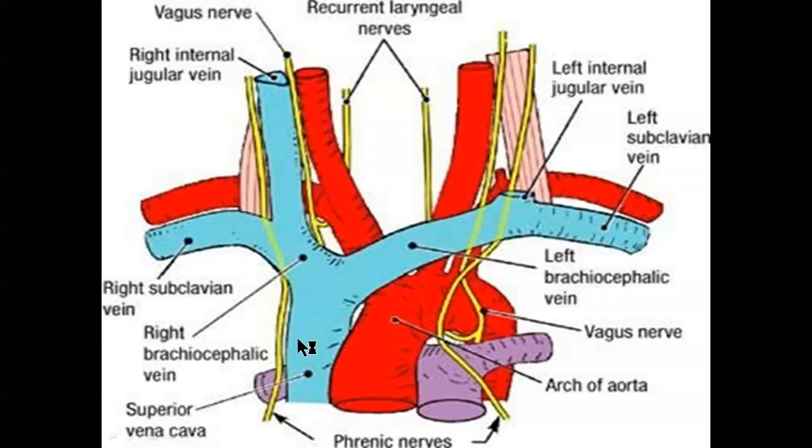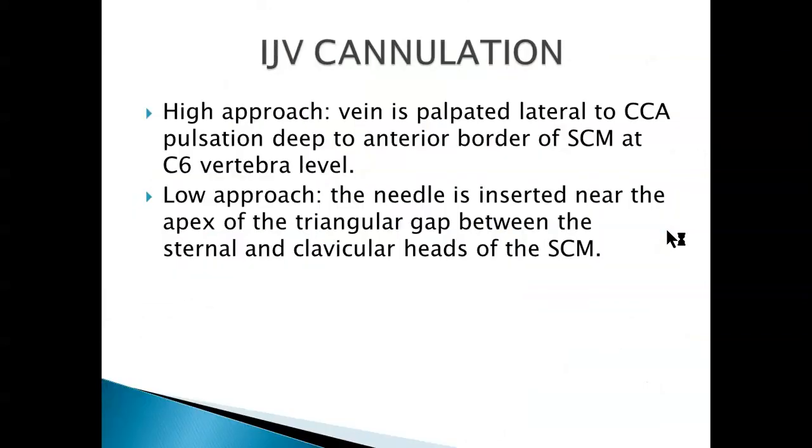Here we can see your recurrent laryngeal nerves, sorry, part of your vagus nerve. On the right side, it comes below your right brachiocephalic artery, but on the left side, your recurrent laryngeal nerve comes below the arch of the aorta. Main point to remember: recurrent laryngeal nerves are part of cranial nerve 10.